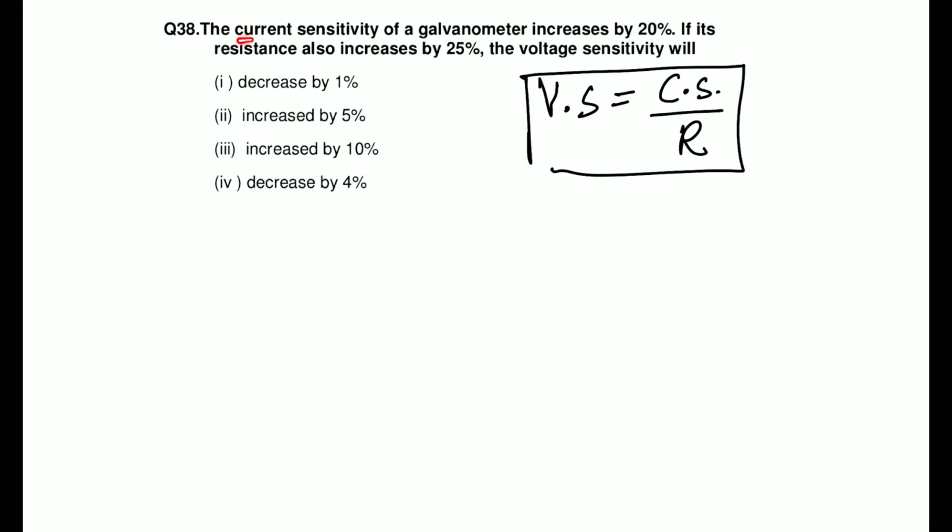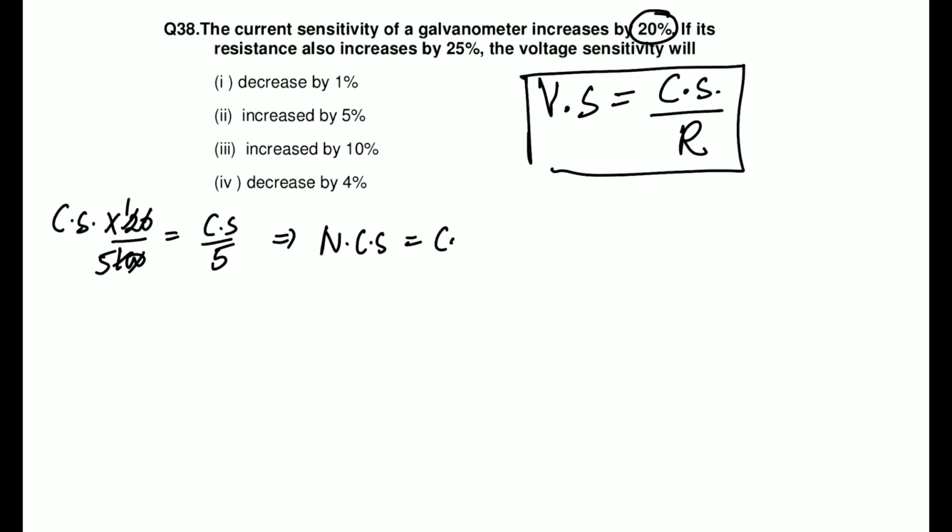So in the question it is said the current sensitivity of the galvanometer is increased by 20%. So this has been increased, right? And the resistance is also increased. So CS and R both are increased, right? So let me just write it. It is increased by 20%, the current sensitivity, right? So current sensitivity has been increased by 20%. So this is 20 by 100, or I can simply say CS by 5. So I can write new current sensitivity will be equal to the old one plus the increment, CS by 5. So this will be equal to 6 CS upon 5. This is the new current sensitivity.